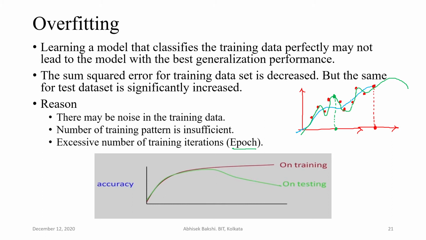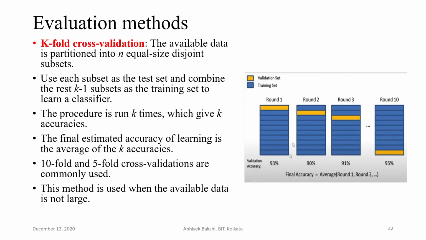Now how do we overcome this overfitting? The solution is what we call k-fold cross validation. What is this? K-fold cross validation means... just a minute. Yes, it will not be n, it will be k.